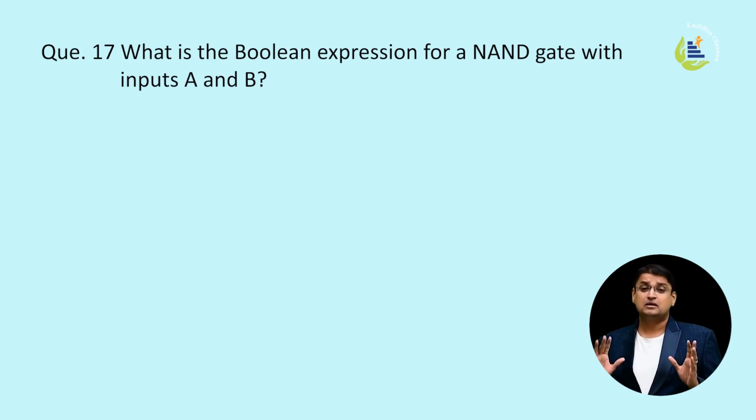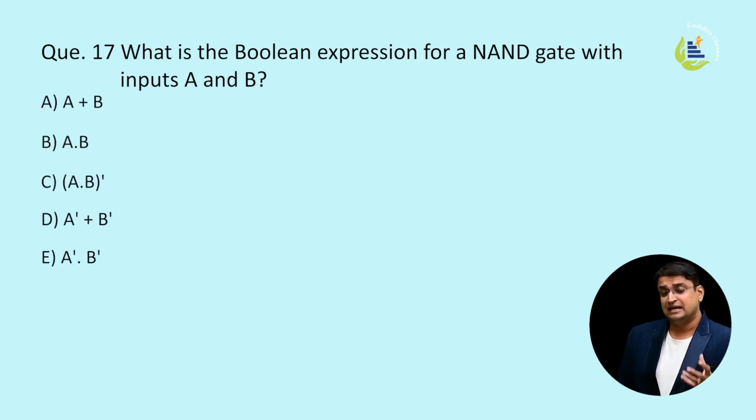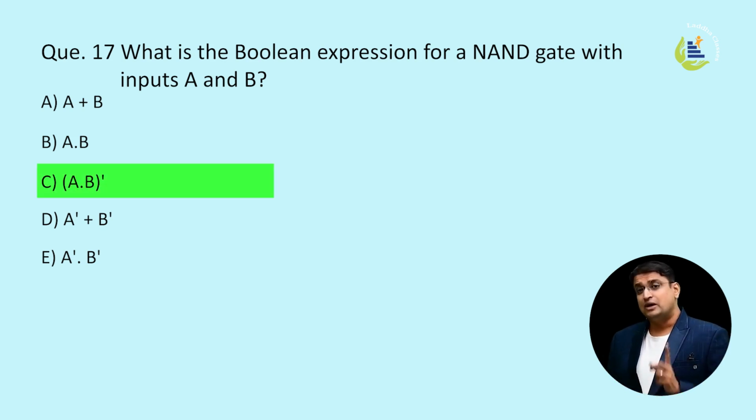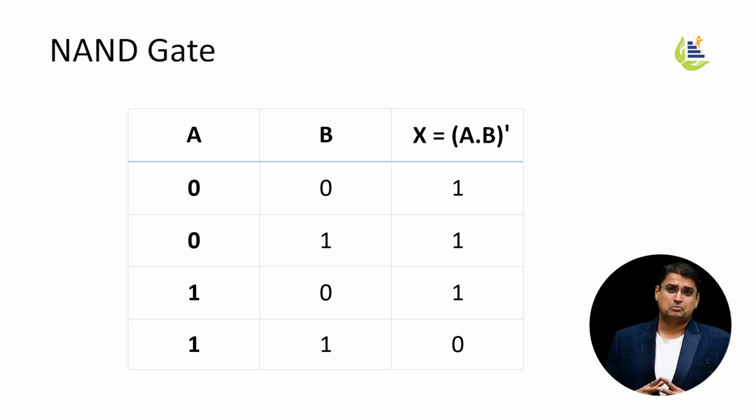Question 17. What is the Boolean expression for a NAND gate with inputs A and B? Options are A plus B, A dot B, A dot B whole dash, A dash plus B dash, A dash dot B dash. Correct answer option is C, A dot B whole dash, because the Boolean expression for a NAND gate is the negation of the AND operation, which is represented as A dot B whole dash. Other expressions are not correct for a NAND gate.